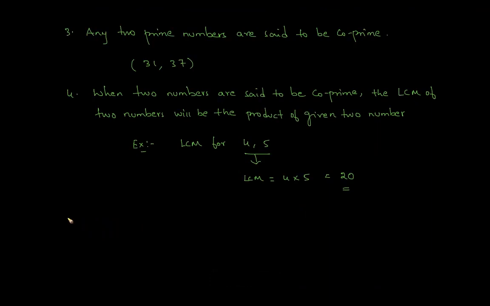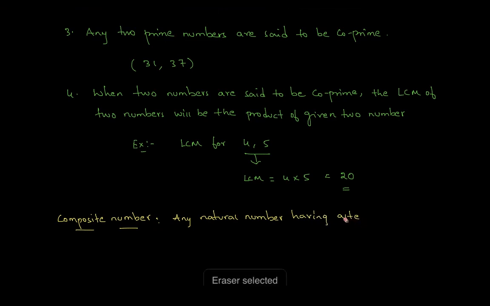Next we will discuss composite numbers. What is a composite number? Any natural number having at least one factor other than 1 and itself.